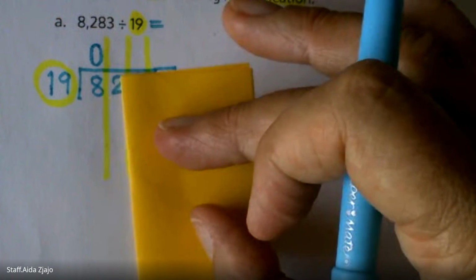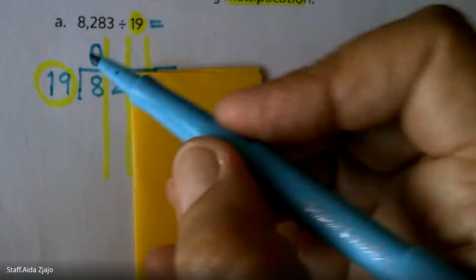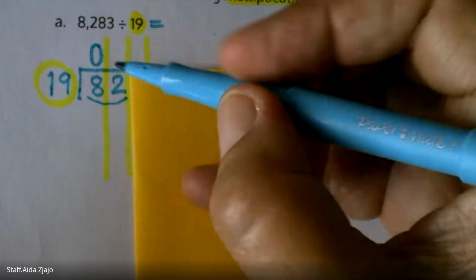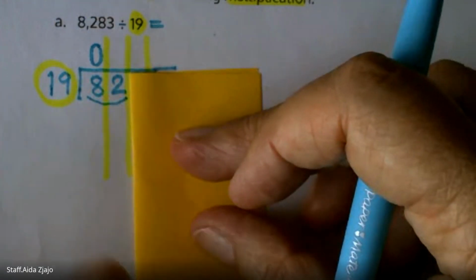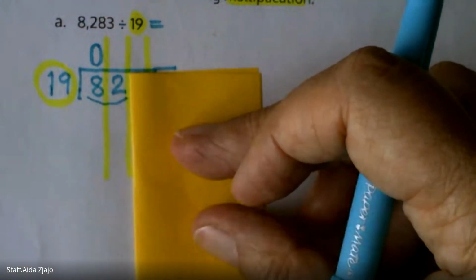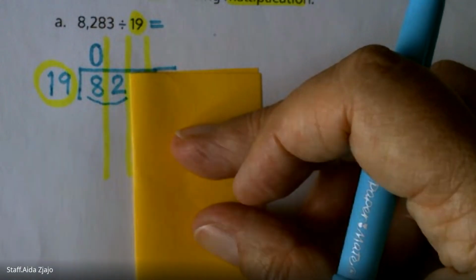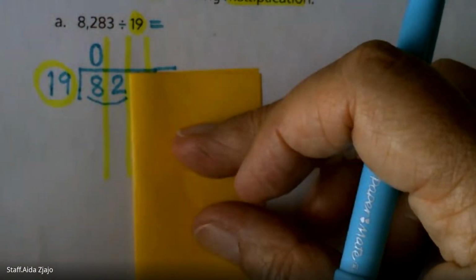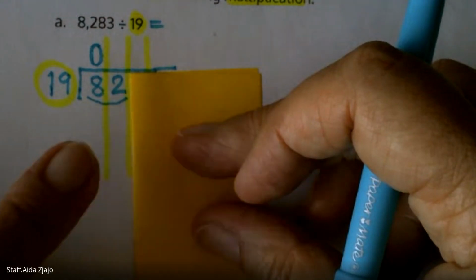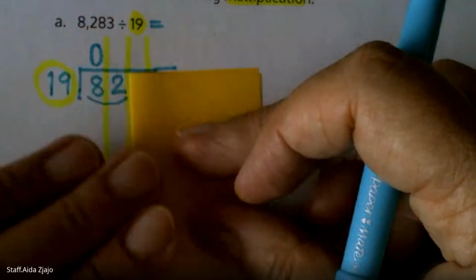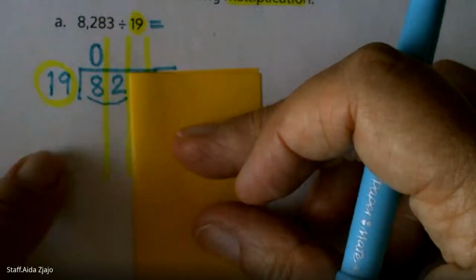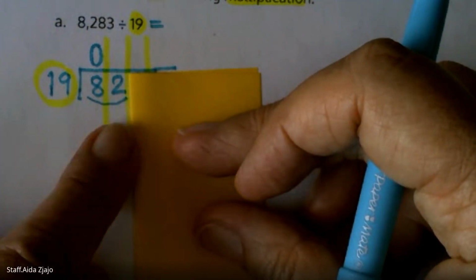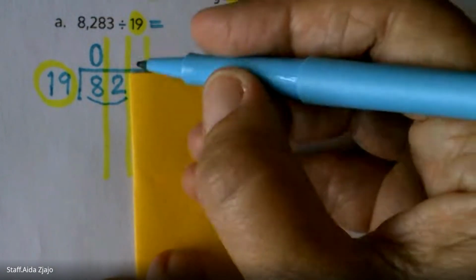Now I'm going to move to the next digit, and now I'm taking 82. So how many groups of 19 are in 82? Now you can use your strategy of rounding. 19 is really close to 20. So 20, 40, 60, 80, so you got yourself 4. There are about 4 twenties in 82, so that is a good guess.